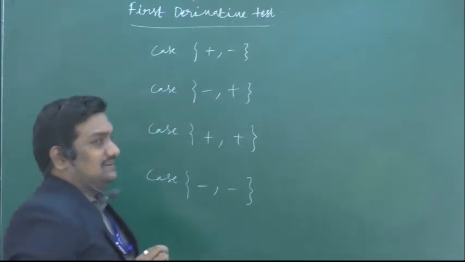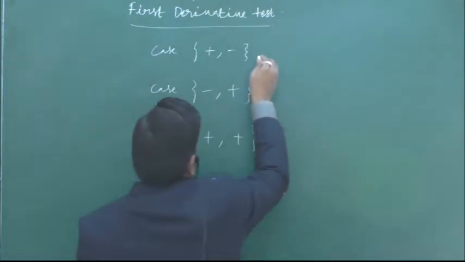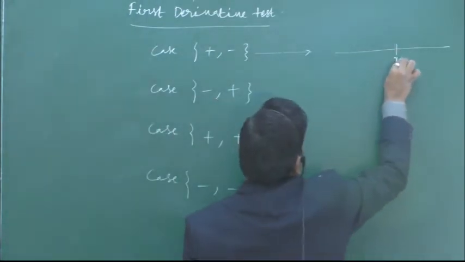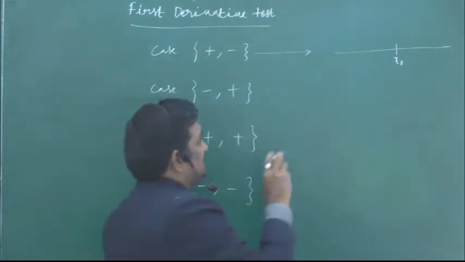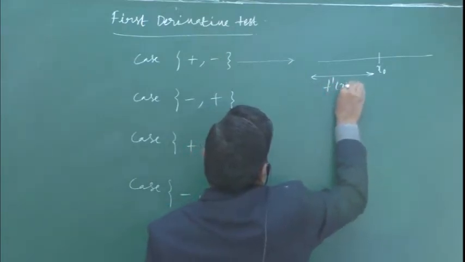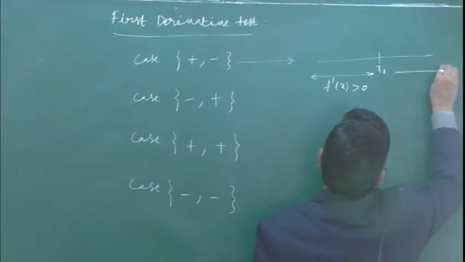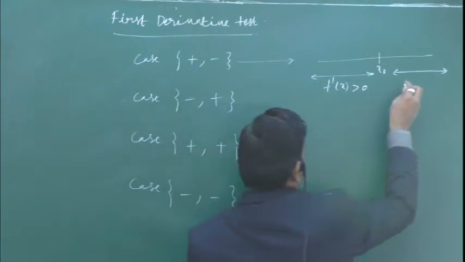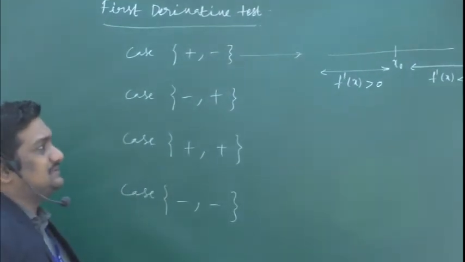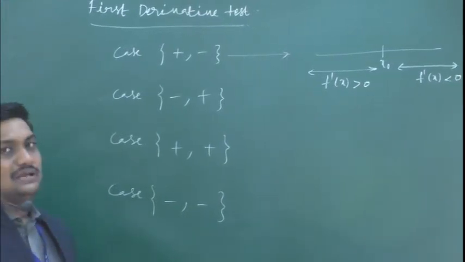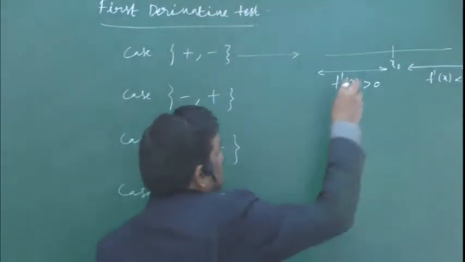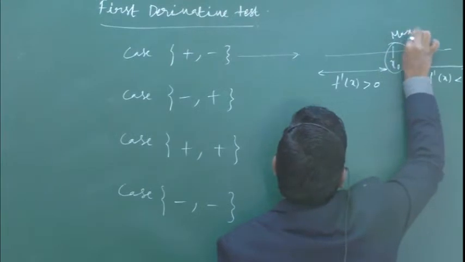This test can be divided into 4 categories. Let us see the first category, plus minus. It means, suppose this is the number line and there is a number x0 on the number line, and on the left hand side of x0, the first derivative value is positive, and on the right hand side, the first derivative value is negative. Then this test is saying that at x0 the function has maximum. So according to this test, function has maximum at x0.